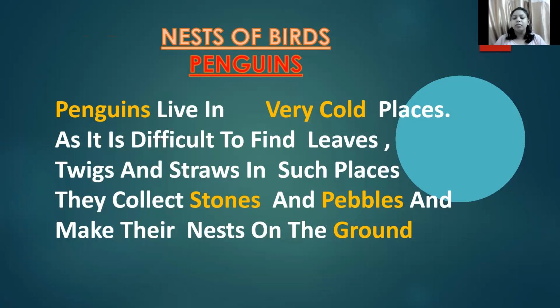Okay. Coming to penguins, penguins live in very cold places where it is difficult to find leaves, twigs, and straws. They collect stones and pebbles and make their nests on the ground. So now penguins live in very cold conditions. You can say they are found in Antarctica. Yes, children. So they don't have leaves or twigs or straws readily available there. So what they do is use stones and pebbles and make their nests on the ground.